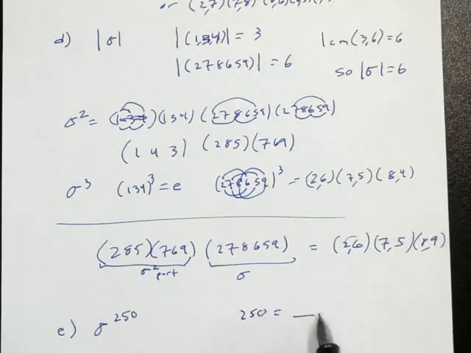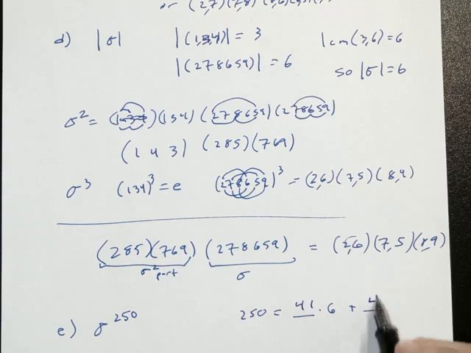150 is something times 6 plus something. Gee, it's discrete again. Quotient, remainder. What's my quotient? What's my remainder? 41 and 4.